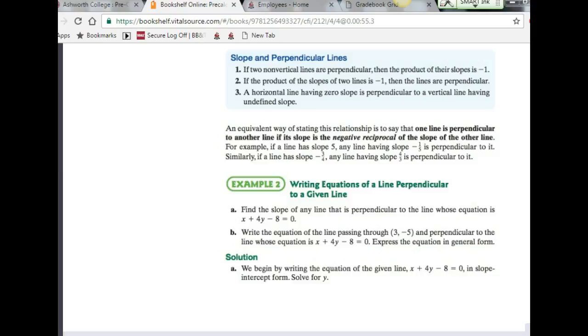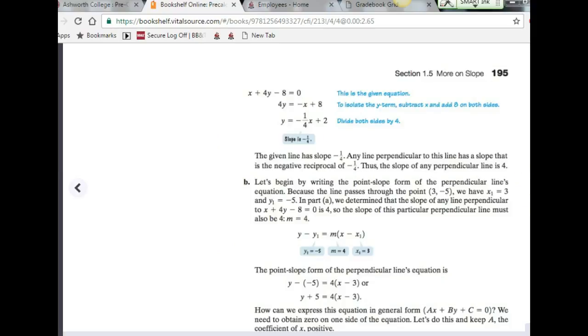Okay, so the first thing we're going to do for A is begin writing the equation in slope-intercept form. That means we're going to solve for y. And so mathematically, let me go over to the top of the next page. As we go through the process of getting the y by itself, we end up with y equals -1/4 x plus 2. Now, when it's in this form, this -1/4 is my slope. So the given line has a slope of -1/4.